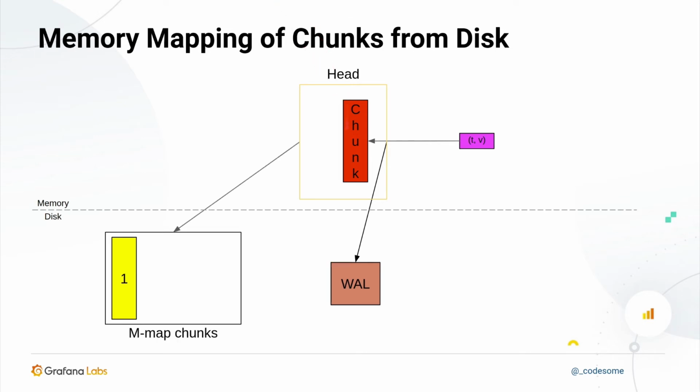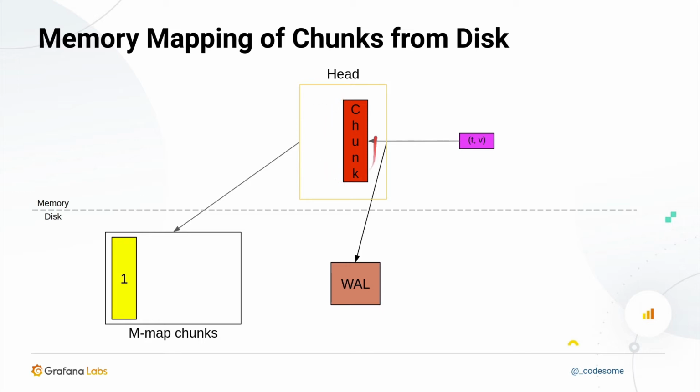Once we cut a new chunk for the head, we flush that to the disk. As you can see, I already mentioned this line separates the memory from the disk. So now the chunk is on the disk. And while the chunk is on the disk, we just store a reference for this chunk in the memory. So the chunk can grow up to like 120 bytes or 150 bytes or maybe even 200 bytes. That's replaced by just 8 bytes of reference in the memory.